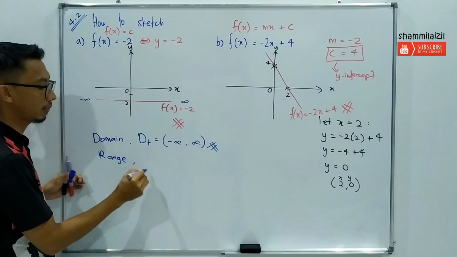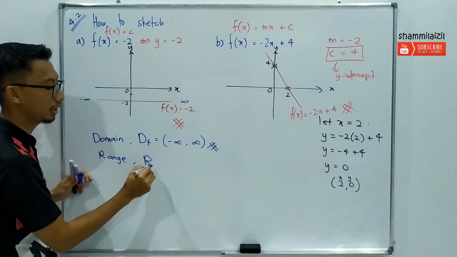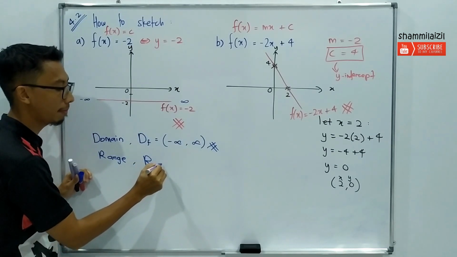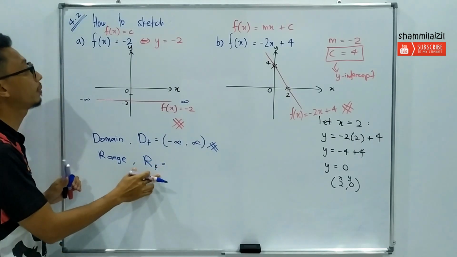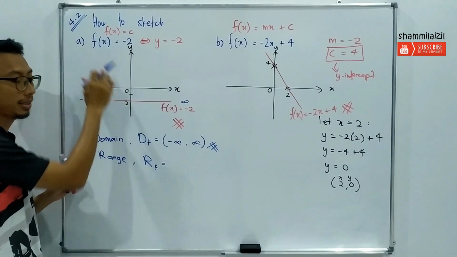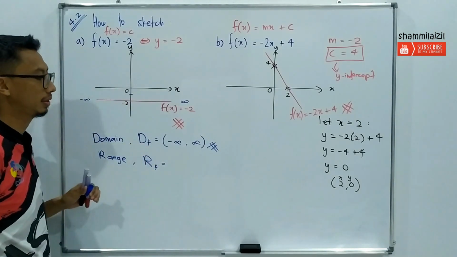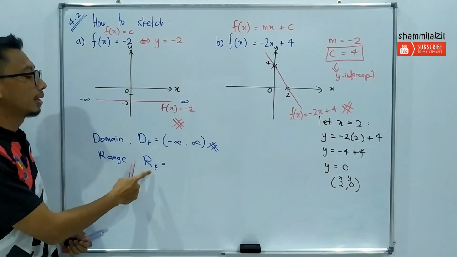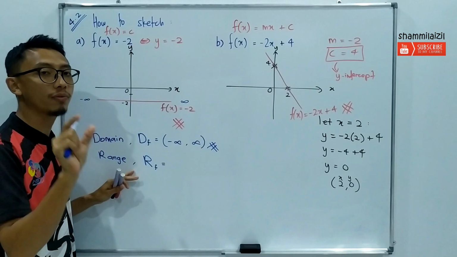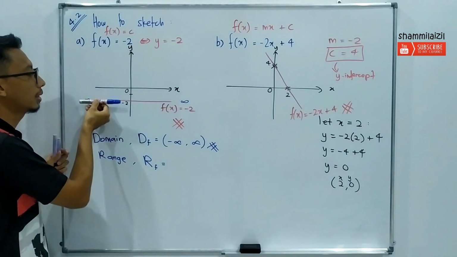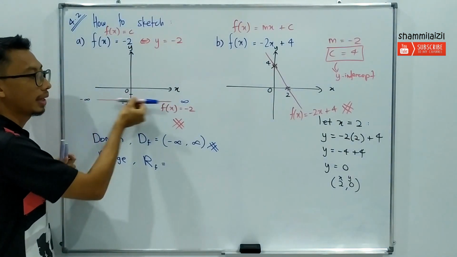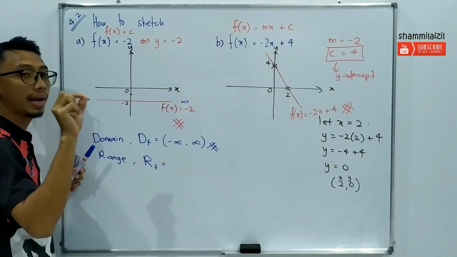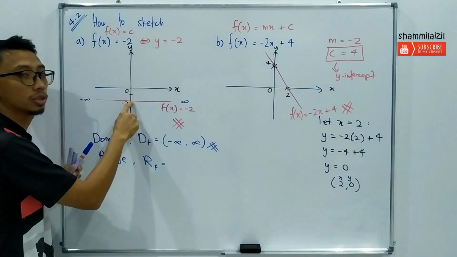Range for constant function. We can denote it as R sub f. Why f? Because this is f. If this one is g, then Rg, Dg. Okay? So range Rf. Range is the possible y values for the graph. As you can see, this is the graph, and you have just one value of y having the graph, which is minus 2.